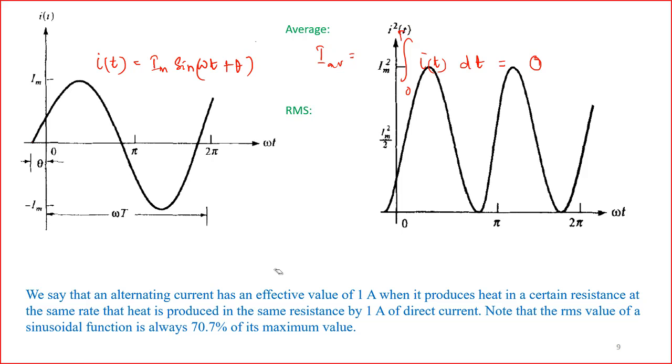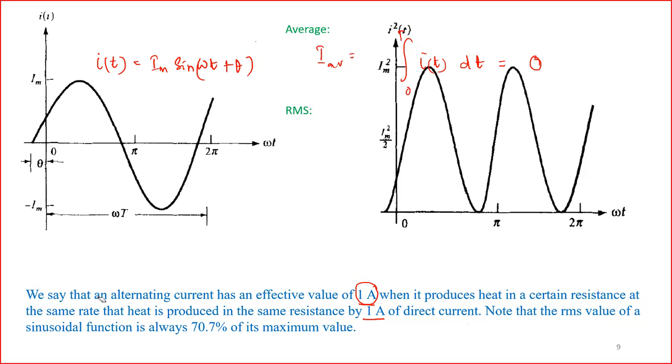Okay. So now we say that an alternating current has an effective value of 1 ampere when it produces... This 1 ampere is the RMS value. Therefore, generally when we talk about a value of alternating current, 1 ampere, 2 ampere, or voltage 230 volt, these all represent the RMS value of the alternating current, right? When it produces heat in a certain resistance at the same rate that heat is produced in the same resistance by 1 ampere of direct current, that is called the RMS value of the alternating current.